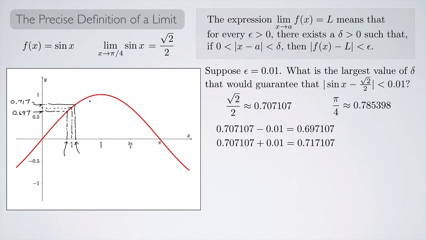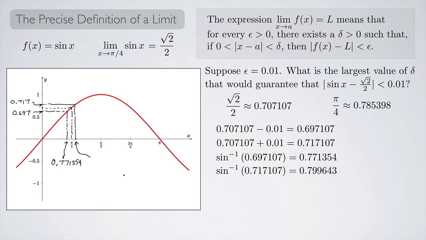Well, this is the sine function. To figure out what these are, I can use inverse sine to get these two values. The inverse sine of the first value, 0.697, if I trace that back down here, do the inverse sine, this is going to give me 0.771354. Okay? How about for this one? So for this one, if I do inverse sine, I end up getting 0.799643.